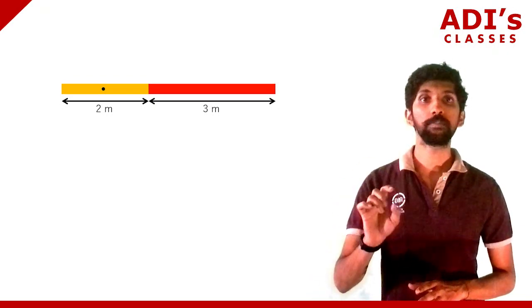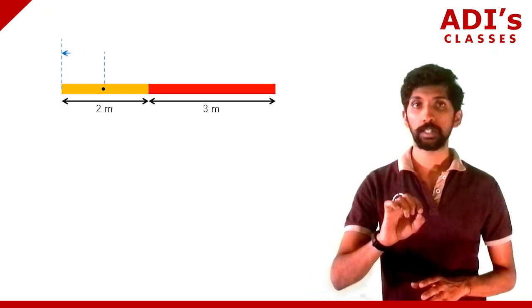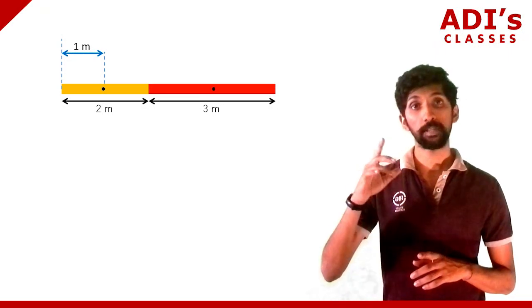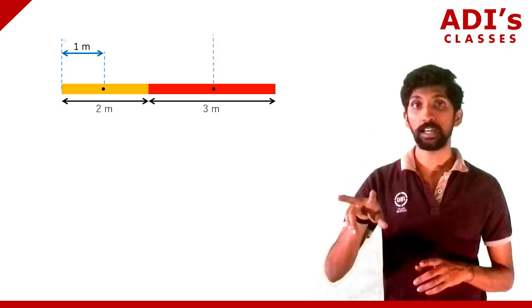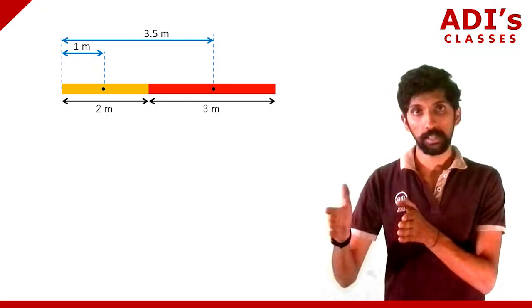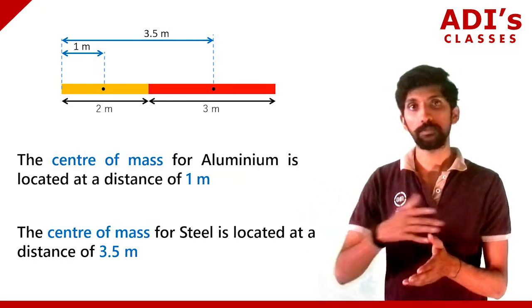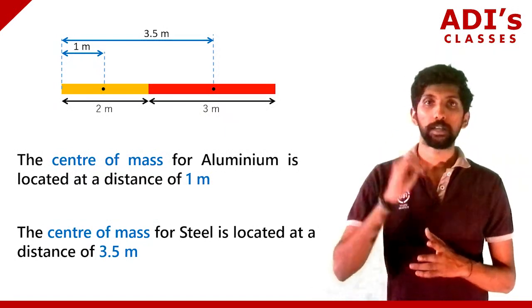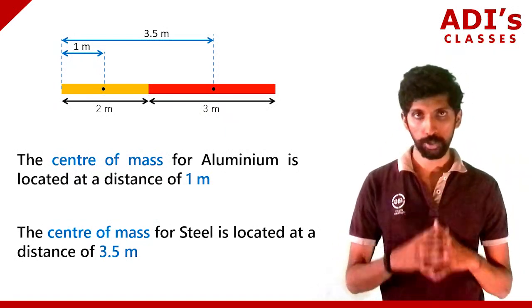So for the aluminium rod, the center of mass will be at 1 meter, the midpoint. For the steel rod, it will be 3.5 meter, correct? Because 2 plus another 1.5, you will get 3.5. Okay, so we got to know the positions.